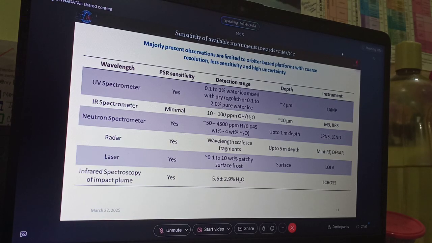And they also have different depth sensitivity. So the UV spectrometer and IR spectrometer as well as the laser are sensitive to the top surface of the moon. Whereas the neutron spectrometer and radars are sensitive up to a certain depth. For example, the neutron spectrometer is sensitive to 1 meter depth, and radar is sensitive to 5 meters of depth.